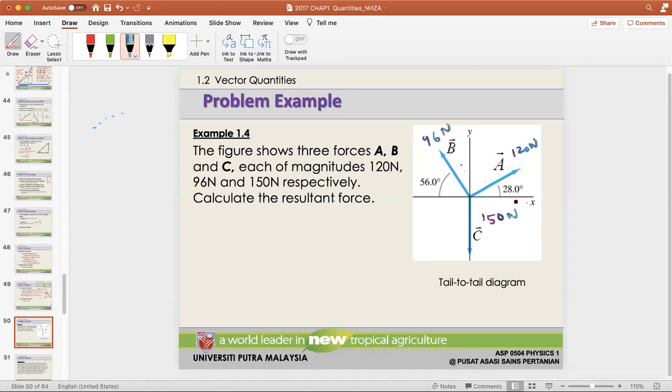Calculate the resultant force. Remember, you can do tip to tail or you can resolve it. You can ask me if you want. Tapi I'm not going to give you the straight answer lah. You can ask for tips. Okay, please.